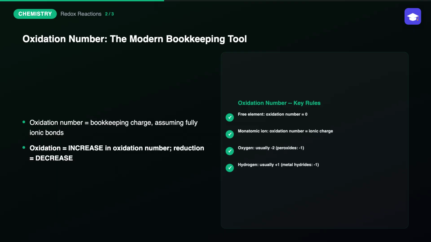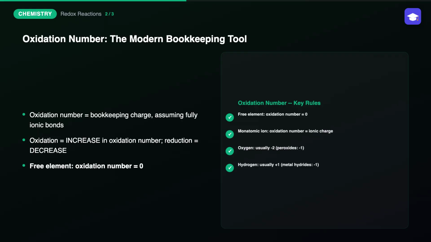Using this consistent tool, oxidation is redefined as an increase in oxidation number, and reduction as a decrease in oxidation number. This modern approach handles compounds and complicated organic reactions more reliably than trying to track literal electron transfer directly. A few essential rules for assigning oxidation numbers.